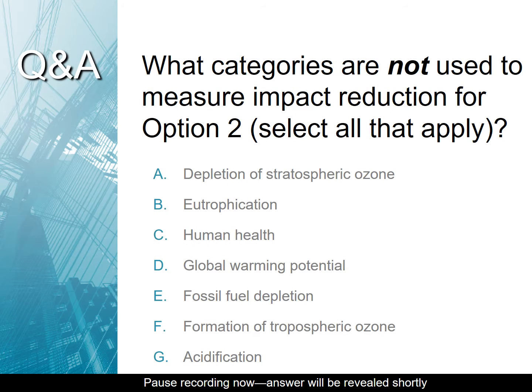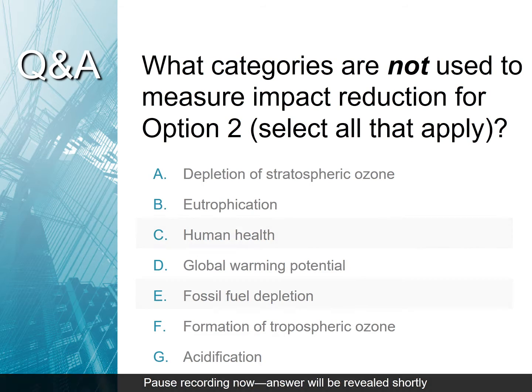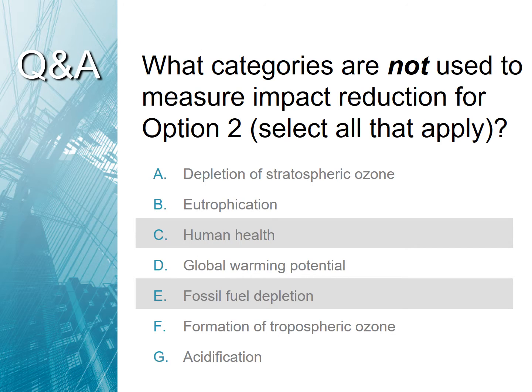What categories are not used to measure impact reduction for option 2? Please select all that apply. Human health and fossil fuel depletion can be important indicators of a product's environmental impact, but the five other environmental impacts are the ones specified for option 2.